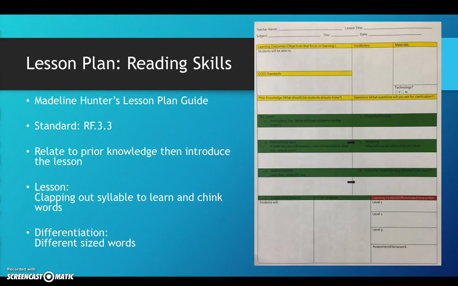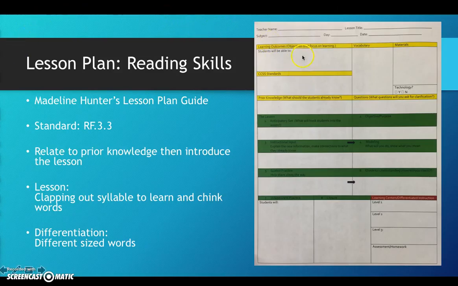Lesson plan for reading skills. This is the Madeline Hunter's lesson plan guide. I use standard RS 3.3. Relate to prior knowledge, then introduce a lesson. The lesson this time, I used clapping out the syllables to learn to chunk words. Differentiation is different size words.